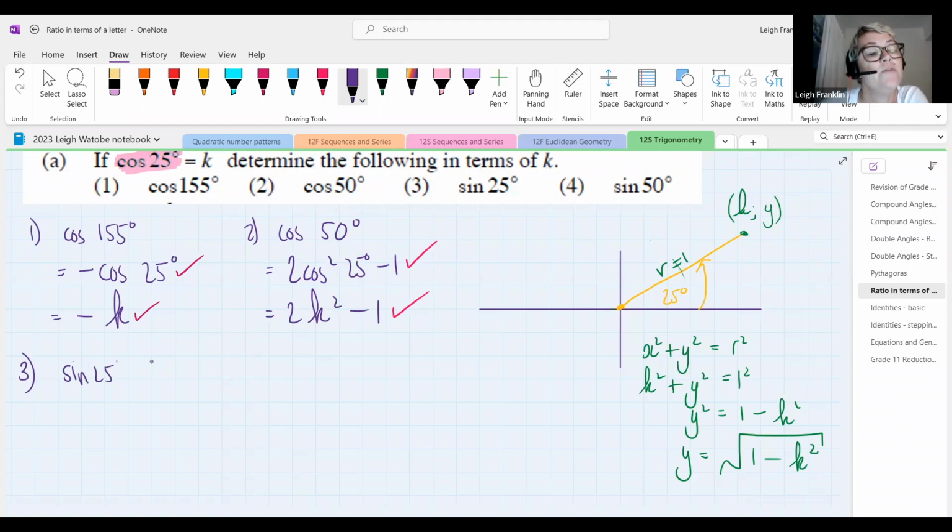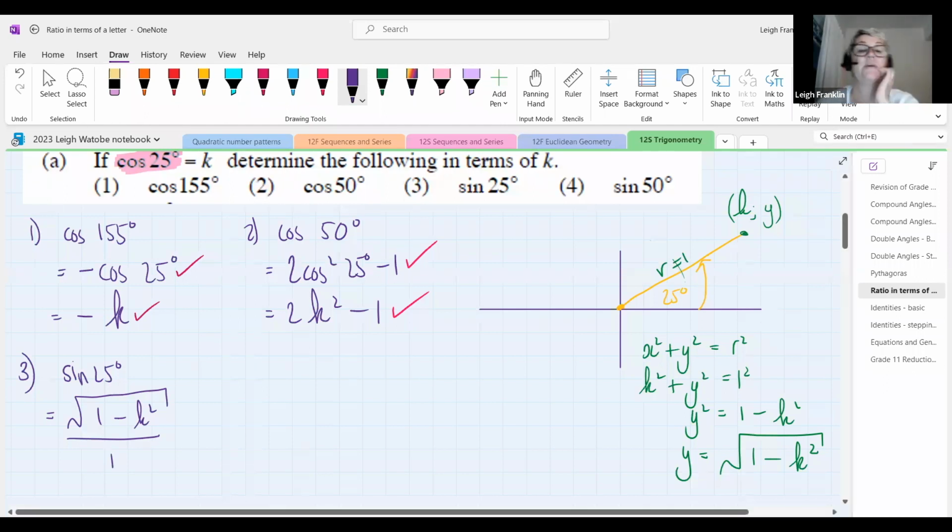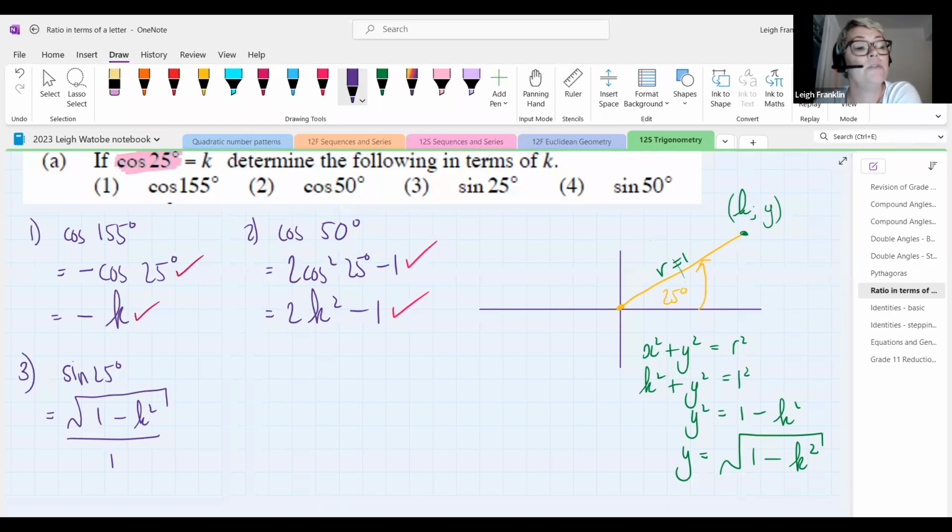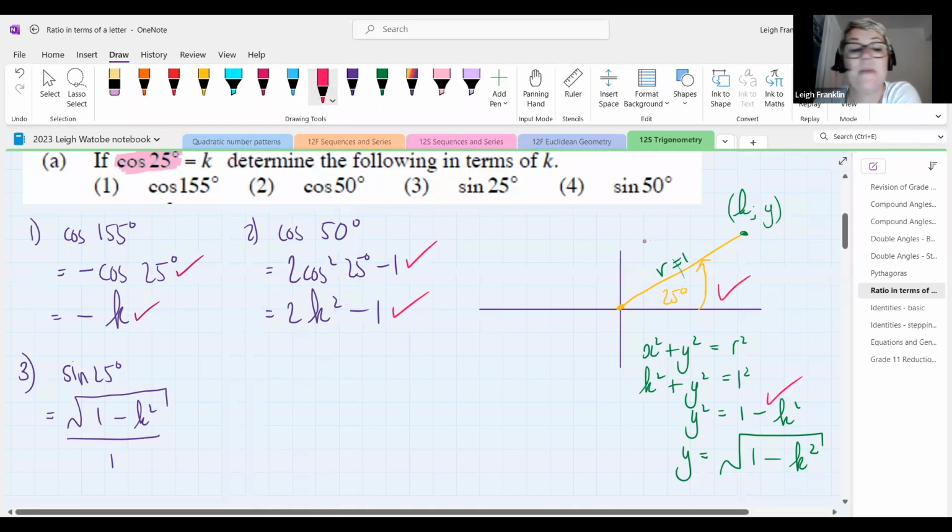So we know what the sine of 25 is from our diagram. So we know that it is equal to root 1 minus k squared, like so. Okay, we can write over 1, but if we don't, we're not going to get penalized for that. And the marks for this question would involve the diagram, the identity, and then your final answer over there.